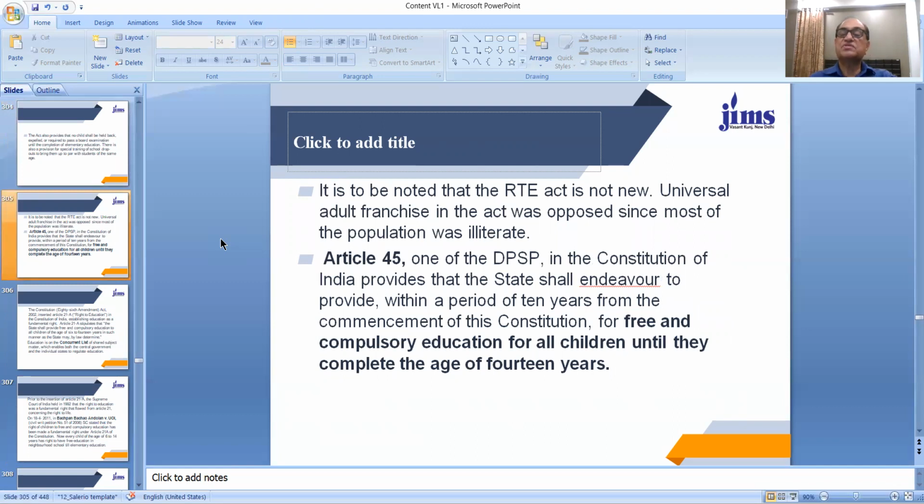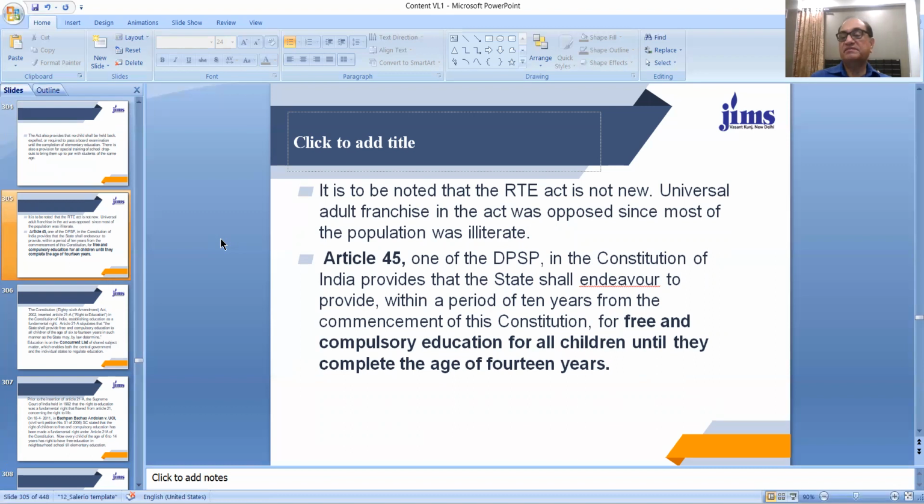And dear students, it is to be noted that this right to education idea is not new. The universal adult franchise in the Constitution was opposed since most of the population was illiterate. There was an idea with the central government that there should be universal adult franchise, that all adults should be universally educated. But this was opposed by many sections of society because most of the population was illiterate and it was very difficult to give universal adult franchise to everyone.